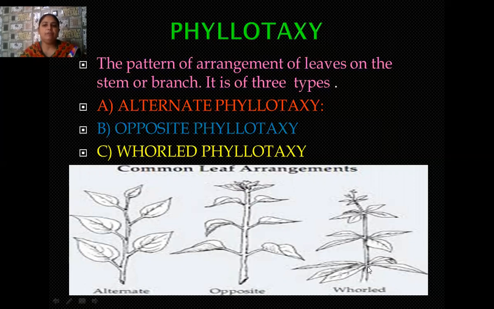Whereas in case of whorled phyllotaxy, all of these leaves arrange themselves in a circular manner at an angle of 360 degrees. So this is an example of whorled phyllotaxy, and the example of whorled phyllotaxy is the Alstonia plant, and that Alstonia plant is generally growing at gate number 2 of our school.